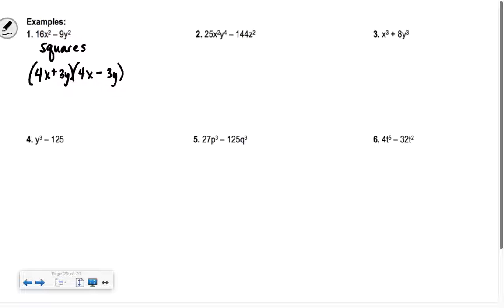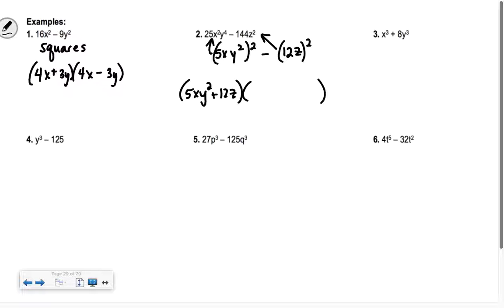How about the next one, squares or cubes? Squares. All right, so what's being squared? This is 5xy squared times itself, right? What about the next one? What's being squared there? 12z times itself. So if I was breaking it apart into the two sets of parentheses, I'm going to have 5xy squared minus 12z, or you could do plus, it doesn't matter. I think I've been doing plus and then minus. 5xy squared minus 12z. That's your answer.